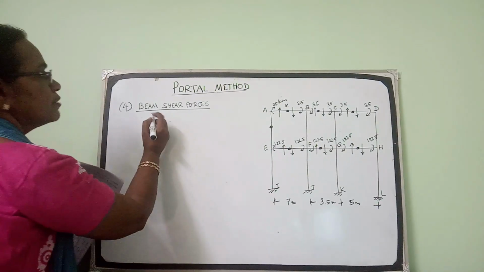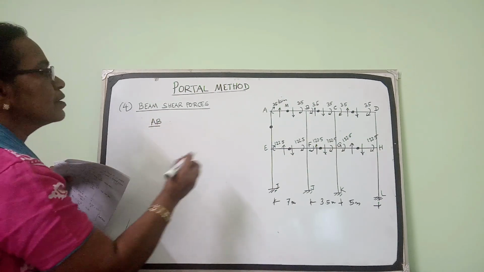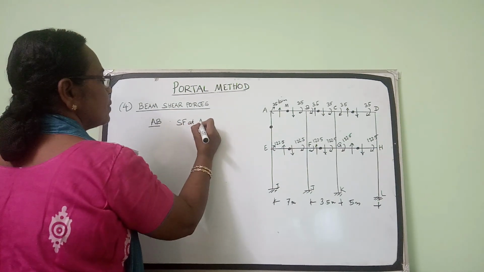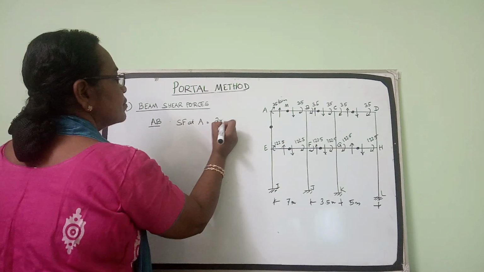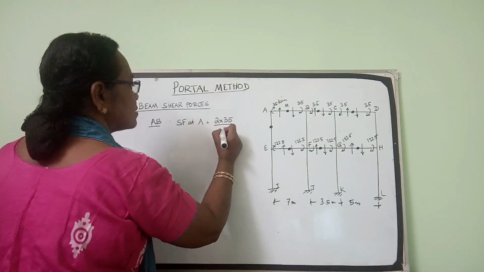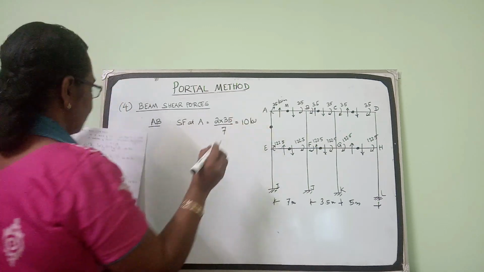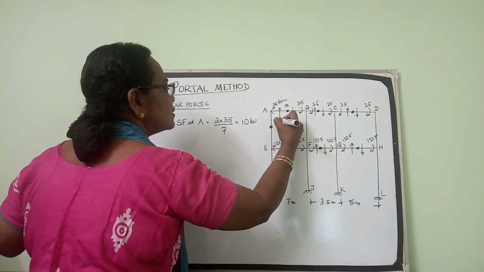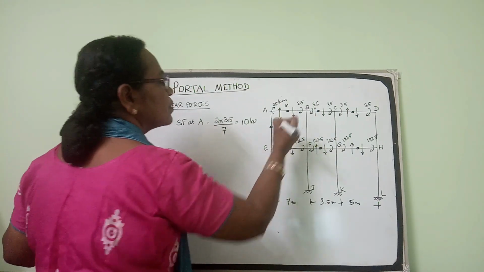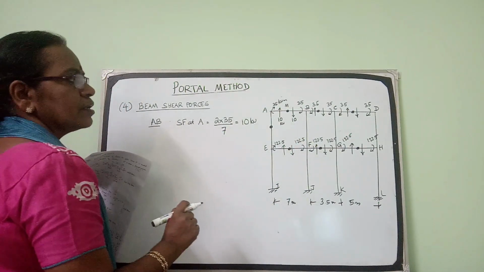So I write here shear force in beam AB. Consider beam AB. The shear force at A will be equal to 2 times the bending moment, 35 plus 35, 70, divided by the span. So it will be 10 kilonewton. So I can mark, if it is up on the left, on the right it will be down, 10 kilonewton. So at the end A, if it is upward, at the end B, it will be downwards.